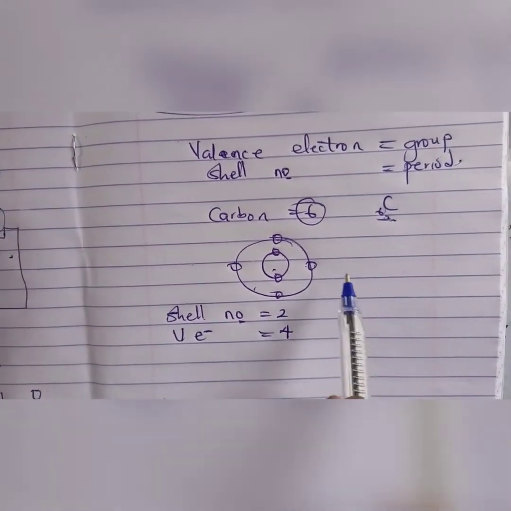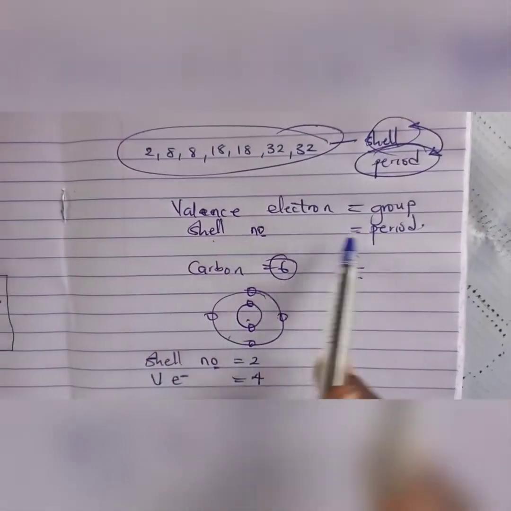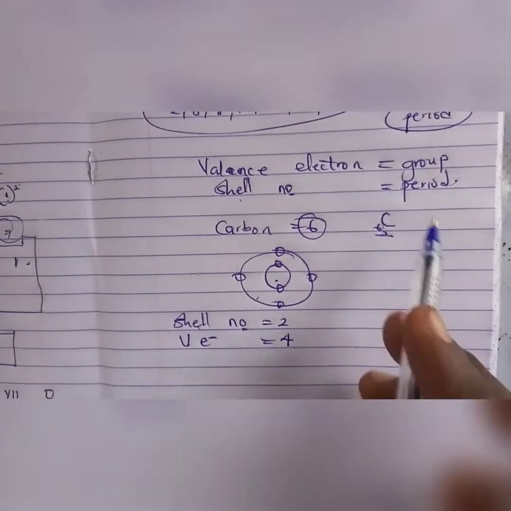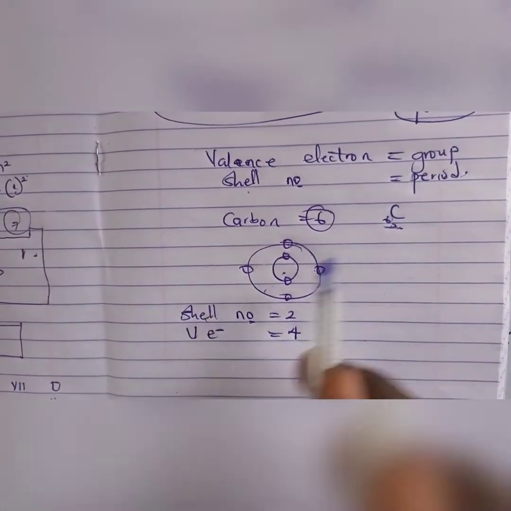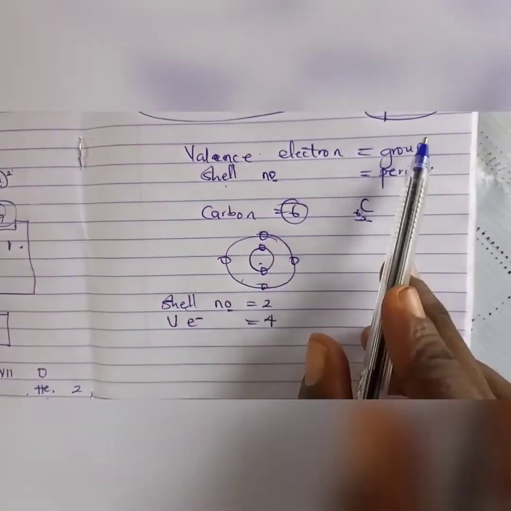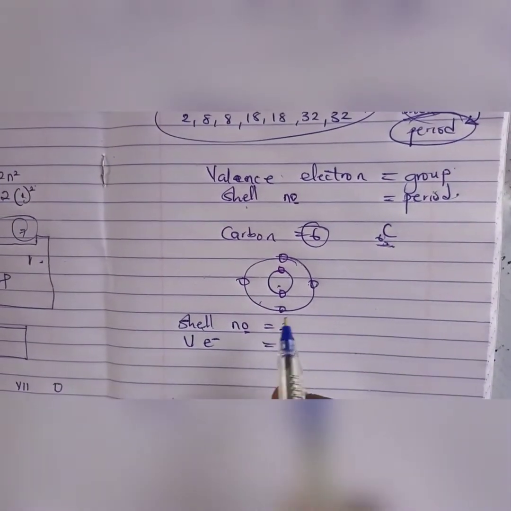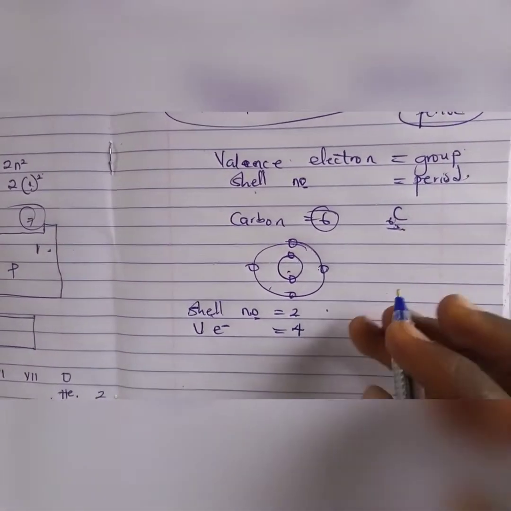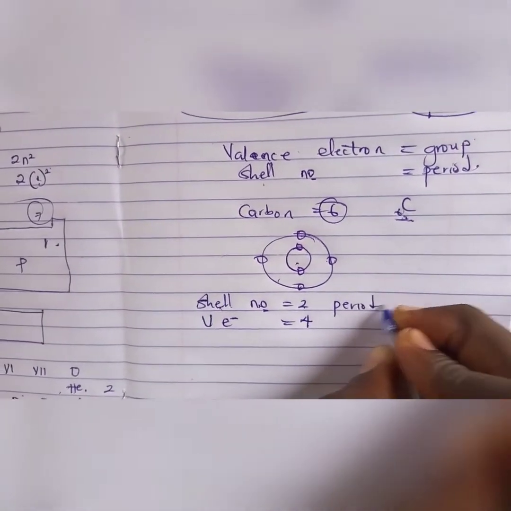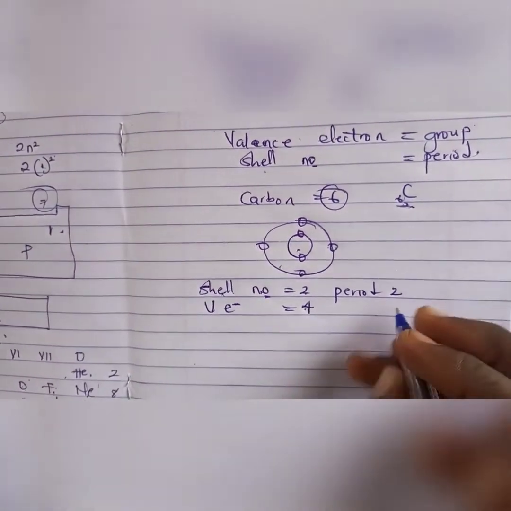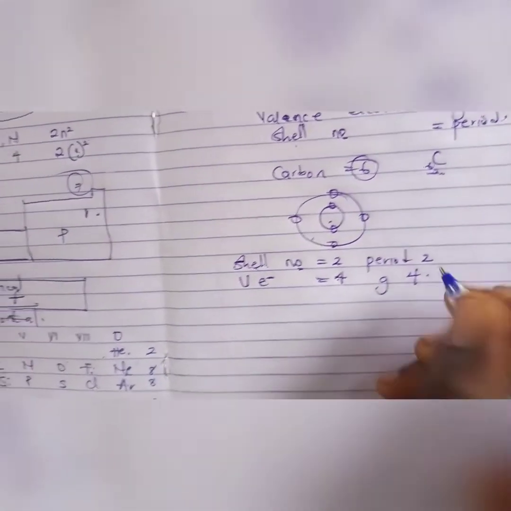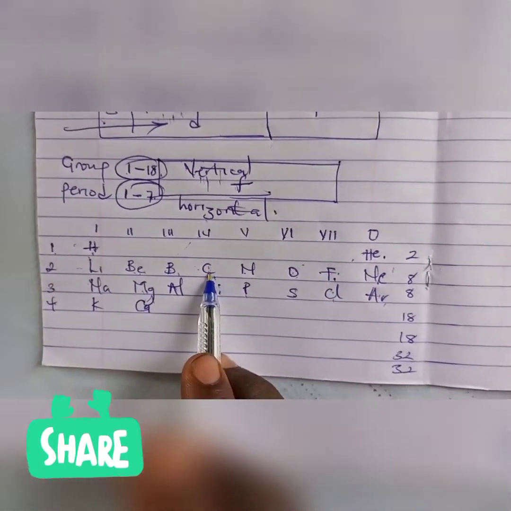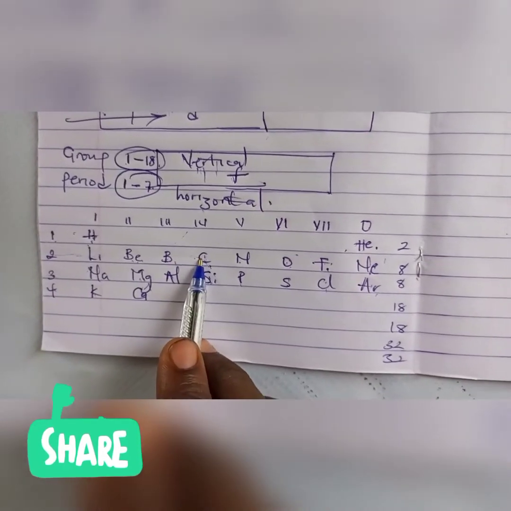So I just told you that whenever you talk about valence electrons, your mind should go to the group, and whenever we talk about shells, it's the period. So if you look at this closely, you notice that if the shell number is 2, automatically it is in period 2. And if the valence electron is 4, automatically it is in group 4. So let's come to this side to confirm. Carbon is in group 4, yes, and it's in period 2. So that's just how it is.